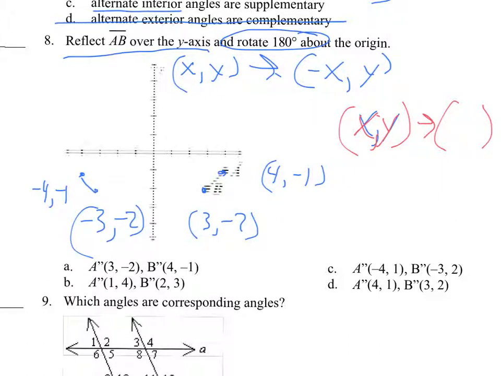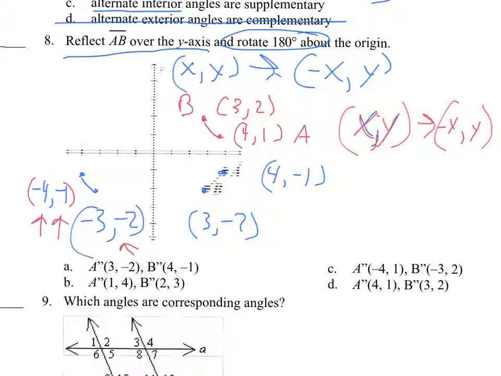And if we're going to rotate it, then what we're going to do is change both the sign of the x and the y coordinates. So now these would become 4, +1, which would be right here. And that would be A. And then B would be 3, +2. Again, we keep them in the same order, we just change the sign there.